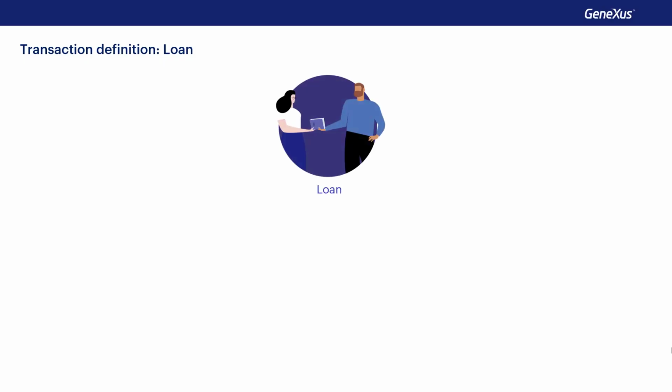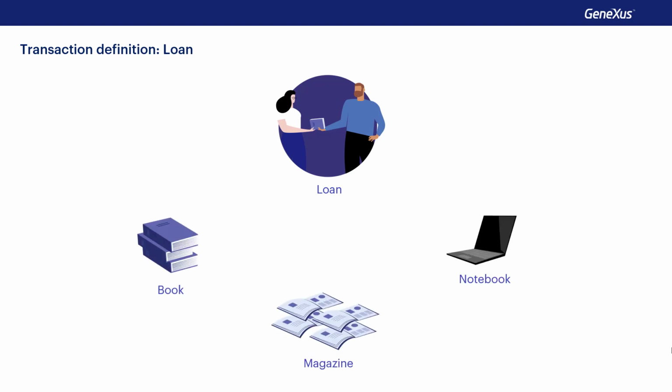Now let's analyze the concept of loan, which is essential in this reality. The library allows a member to borrow a notebook, 3 books, and 4 magazines for 15 days. We then have a one-to-many relationship between the entities loan and notebook, and a many-to-many relationship between loan and book, and between loan and magazine. How can we model it? Let's analyze a first option.